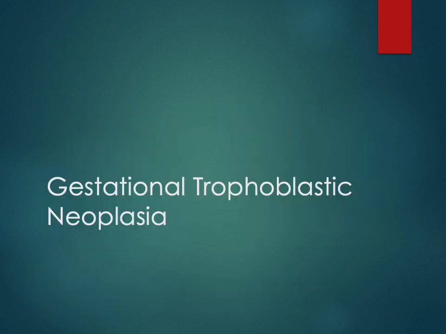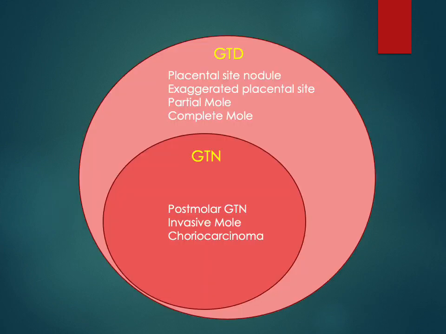Talk a little bit about gestational trophoblastic neoplasia. This is always a confusing one, so I'll spend a little bit more time on this one. When you think about gestational trophoblastic disease, you can sort of think about that as the big picture. And then GTN, which is your postmolar GTN, invasive moles, choriocarcinomas, and a couple of other rare types, is all sort of a subset within the gestational trophoblastic disease.